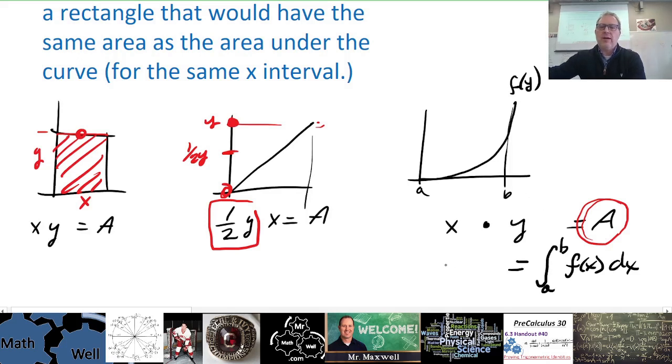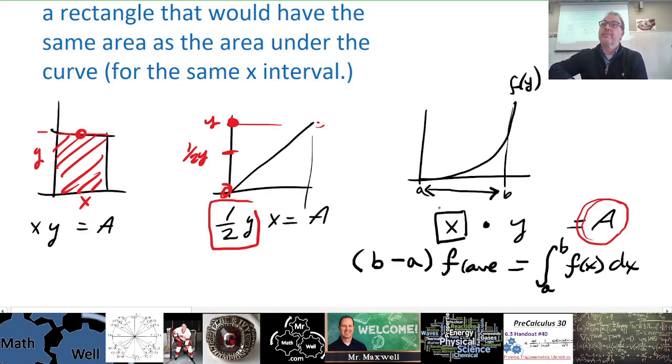Y is going to be our average value, or our function average. And the value of x, so that would be this distance between a and b. So how could I write this value of x in terms of a and b? What is this distance in terms of a and b? It is b minus a. It's the span, it's the x span there.